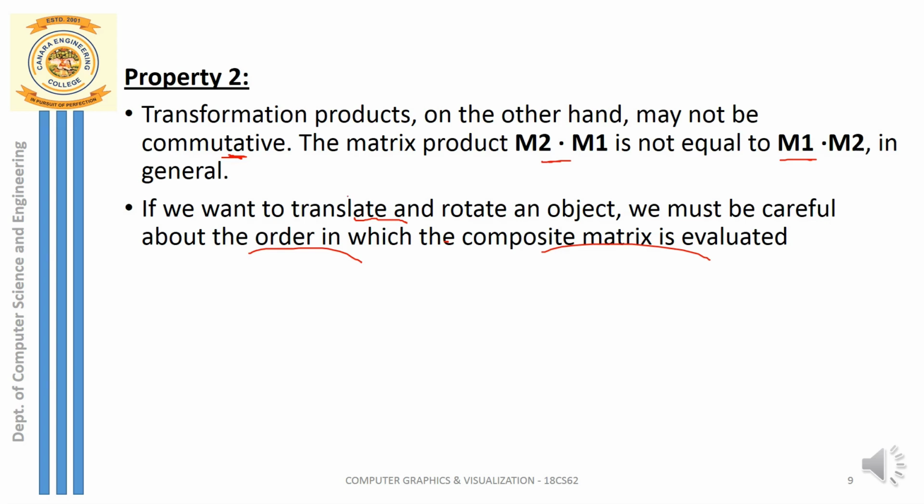So if you want to mix the two types of transformation, that is, first you want to translate and then you want to rotate an object, you should be very careful about the order in which the matrices are evaluated. First you should multiply the translation matrix with the rotation matrix. This matrix multiplication is important. This should be done first, and then that resultant can be multiplied with the next remaining set of matrices. You call this post multiplication. First you multiply the rightmost matrices, and then that product you multiply with the leftmost matrix. This is how the composite matrix is evaluated.